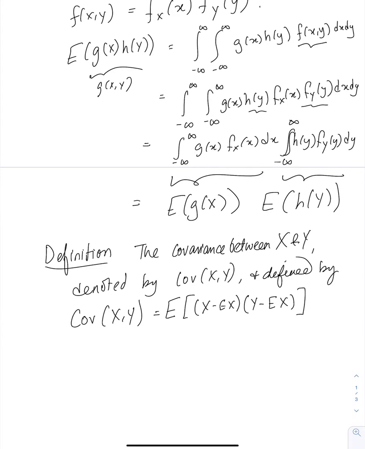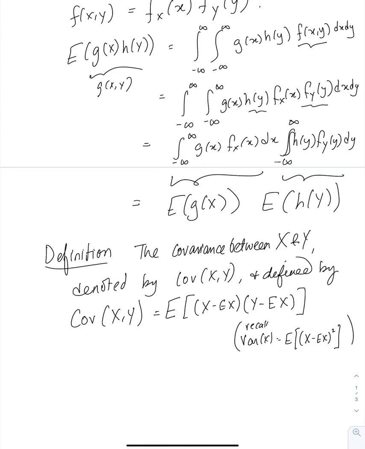Just remember, what did we have in the variance case? You remember what was the variance of X? The variance of X was the expected value of X minus its expectation, squared. So this is similar. Instead of a square here, you have this product. So just an aside, I was trying to draw the analogy between the two. All right, so that's the definition of covariance.